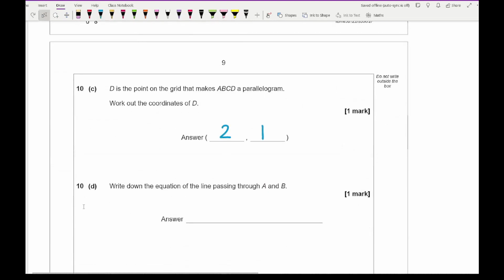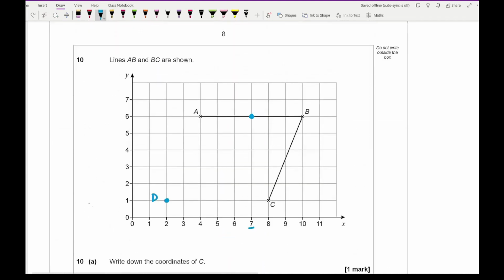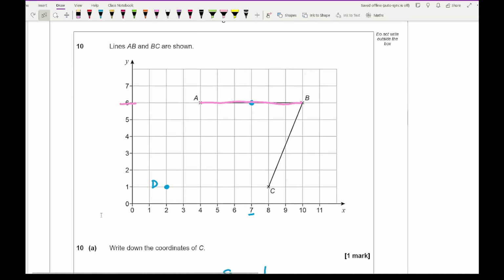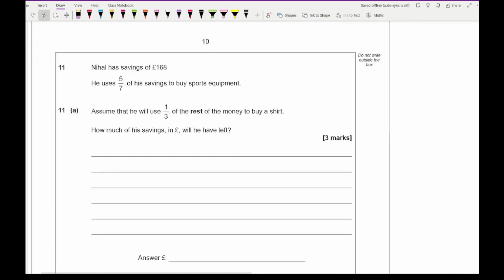It then says for part d, write down the equation of the line passing through A and B. So this line here is a horizontal line, and that cuts through 6. So the equation of the line AB is going to be y equals 6. So then moving on to question 11, it says Nihal has savings of £168. He uses 5/7 of his savings to buy sports equipment. Assume that he will use a third of the rest of the money to buy a shirt. How much of his savings in pounds does he have left?